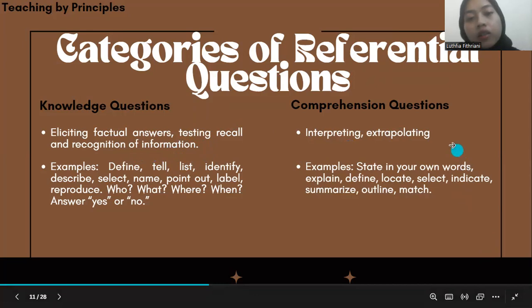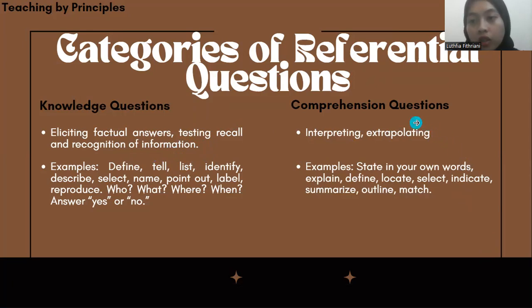The second category is comprehension question. In comprehension questions, the students should interpret and extrapolate. Examples of the question are, state in your own words, what do you think of blah blah blah, or explain about blah blah blah, something like that.